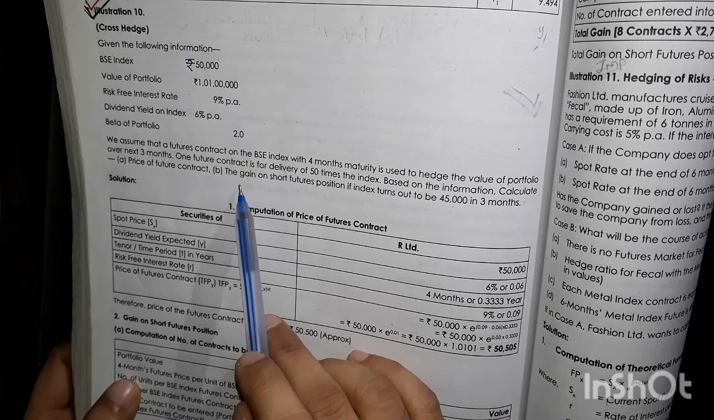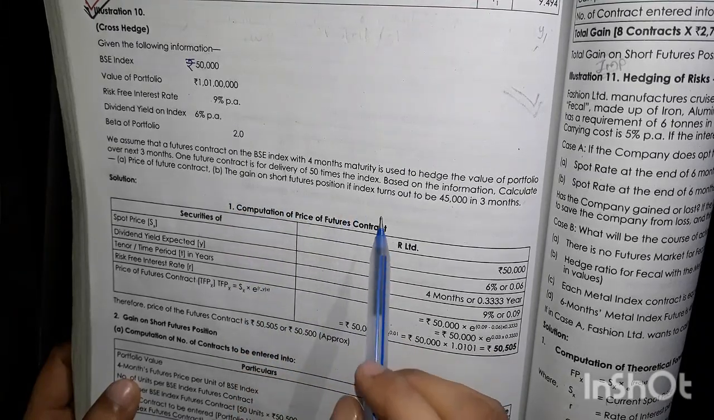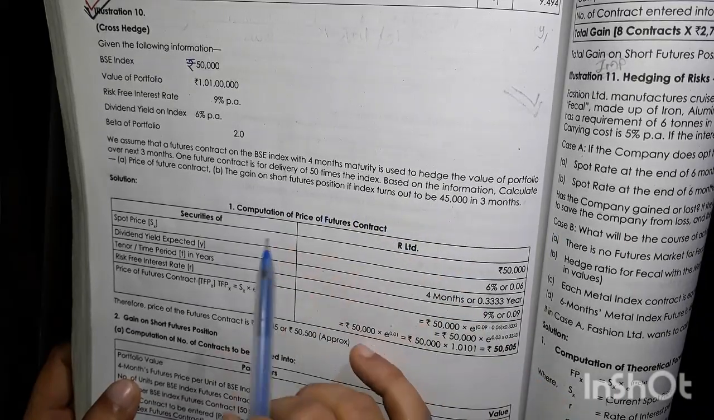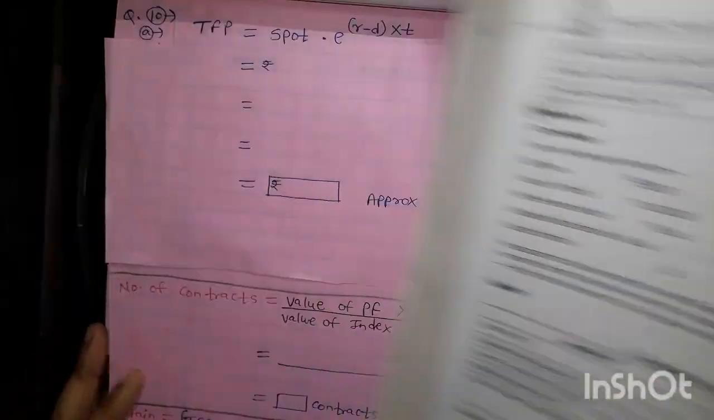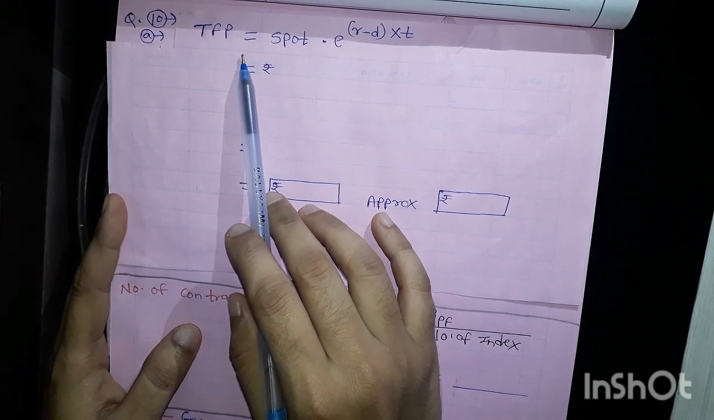Next is the gain on a short future position if the index turn out to be 45,000 in 3 months. This is a part B, so we have to concentrate first of all for this. Okay, now this is the formula for calculation of theoretical forward price.